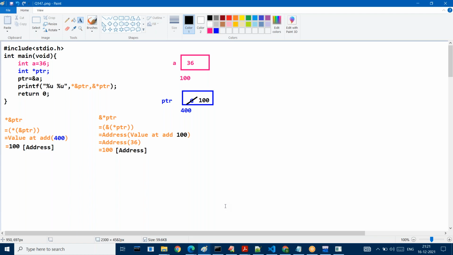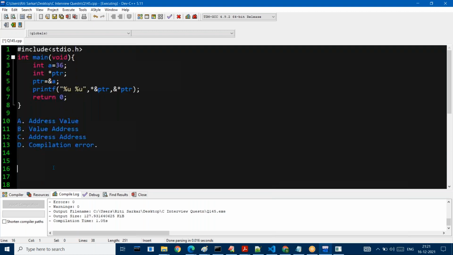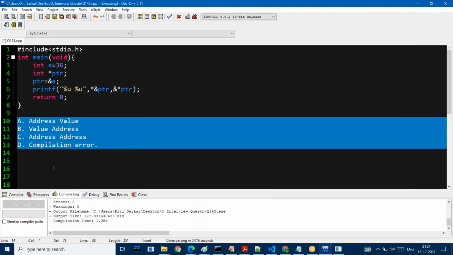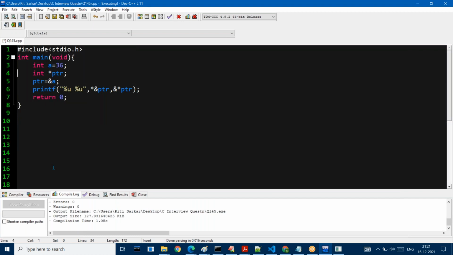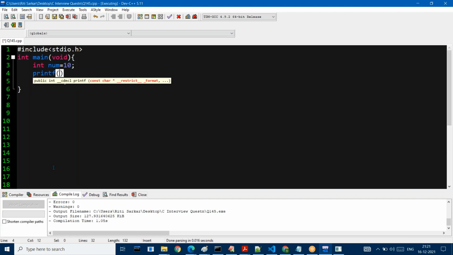Again, very simple one. Observe carefully. I'm taking a variable here, say for example, num. Int num equal to some value, say 10. Then printf, what I'm going to write: num is equal to %d. Then I'm writing address of num is equal to, and for printing address we will use %u. That is what you have to remember.